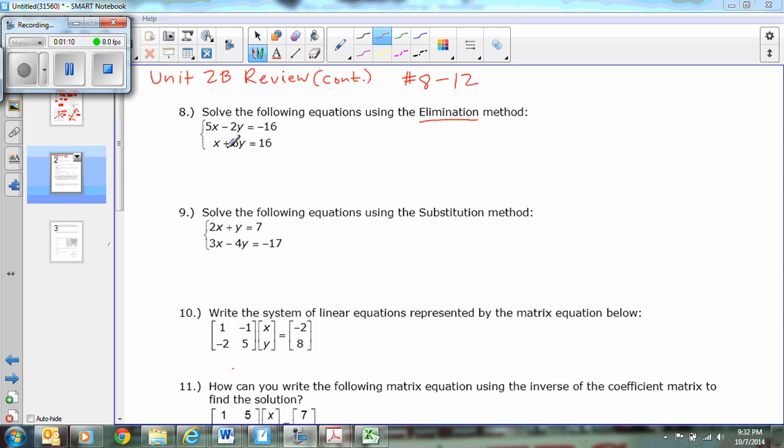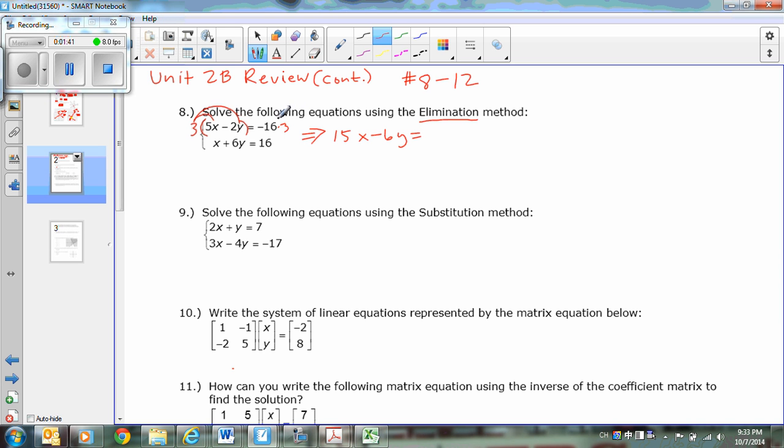We can make that happen if we multiply both sides of the equation by 3. Make sure whatever you do to one side of an equation, you do the same thing to the other side. Both sides of the equation need to be multiplied by 3. So now let's write our new system. The first equation will now be, after I distribute this 3 on the left side, 15x minus 6y equals, on the right, negative 16 times 3, which is negative 48. And then I'm going to rewrite the second equation as is, without any changes.